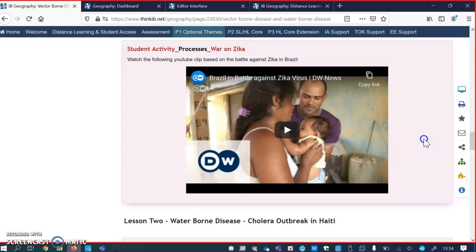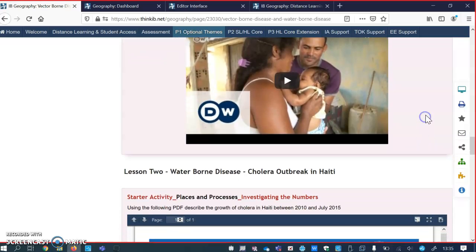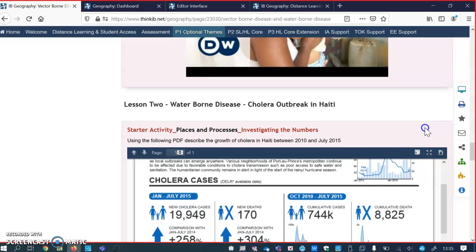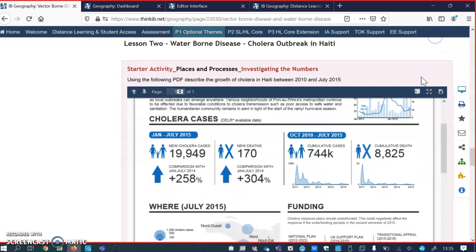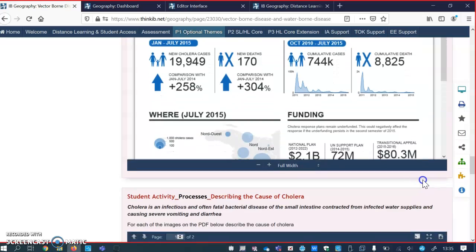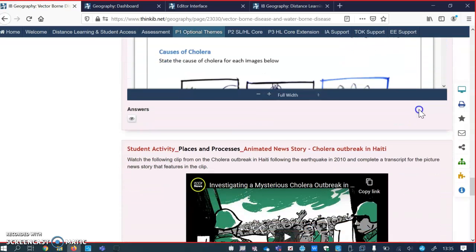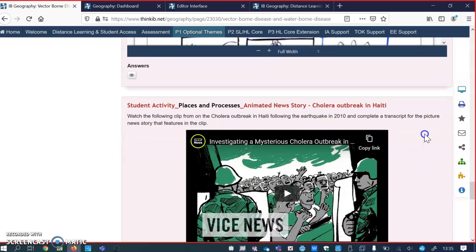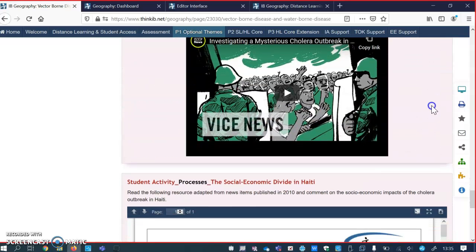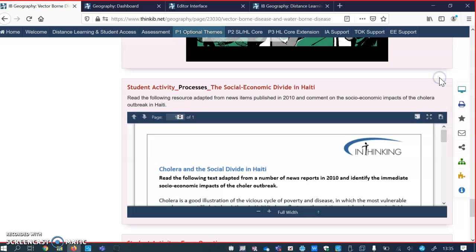Moving on to the responses in Brazil to the Zika virus. And then it introduces the cholera outbreak in Haiti. Now, what I think is really important when you're looking at these resources is to consider what geographical factors will influence the spread of the disease.